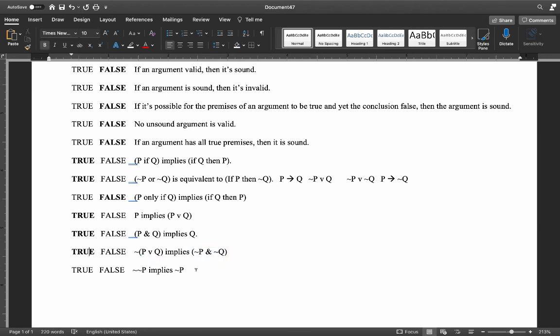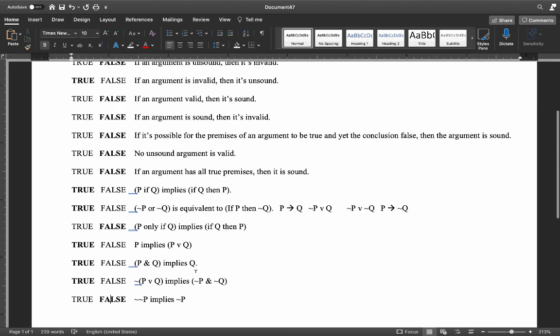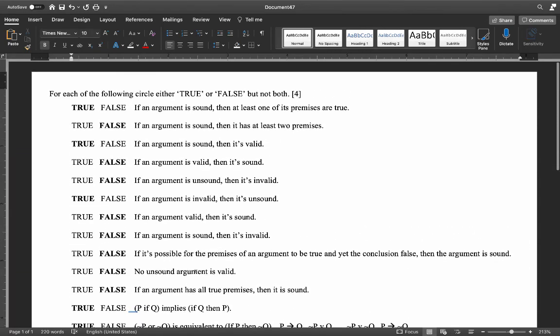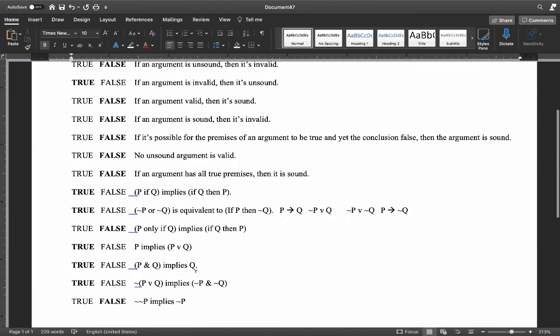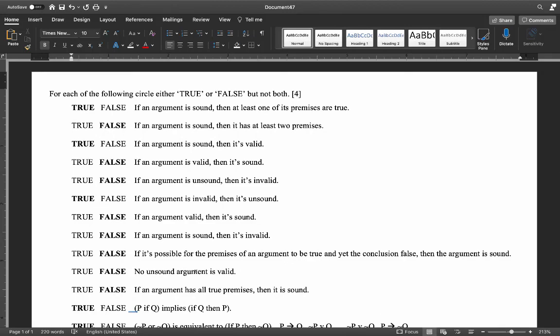Finally, not P implies not P. Well, that's false because not P implies P. It can't imply not P. Okay, and that's all of these problems. And again, I recommend working on some of the other practice exams as well as thinking through this one.